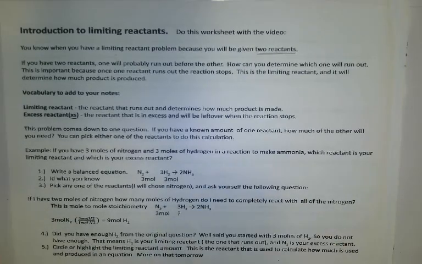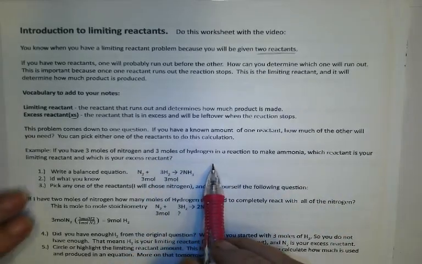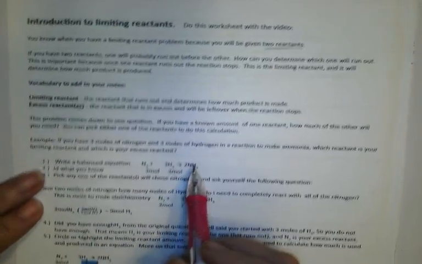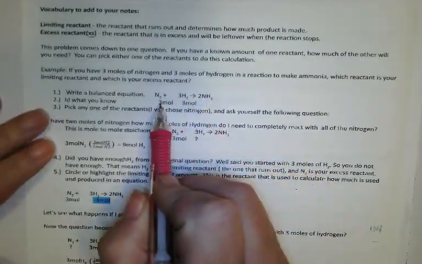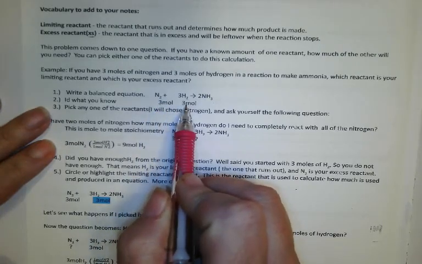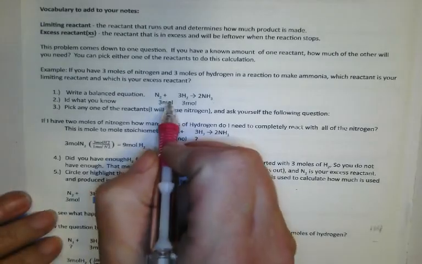So basically, this problem comes down to just one question. When you have those two reactants, if you have a known amount of one, how much of the other one will you need? Okay, so we are definitely given two. Here's our example. And the first thing you need to do for credit is to write your balanced equation. And then you need to ID your two reactants. Okay, so I do have two, but I have to pick one, and it doesn't matter which one you choose. I'm going to pick nitrogen.